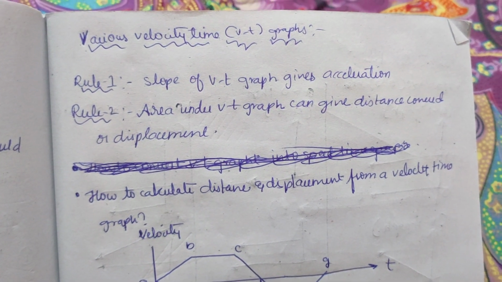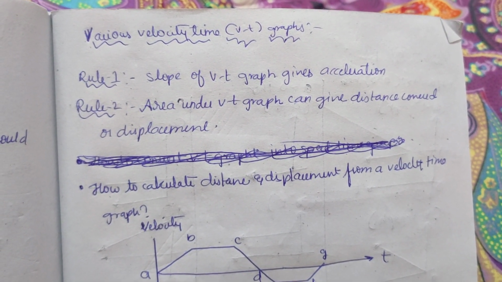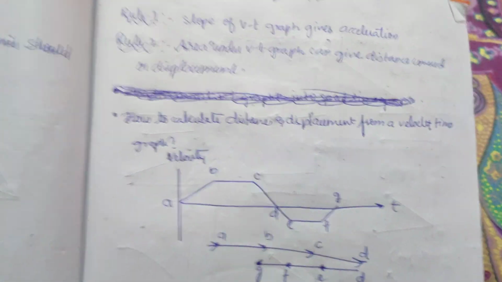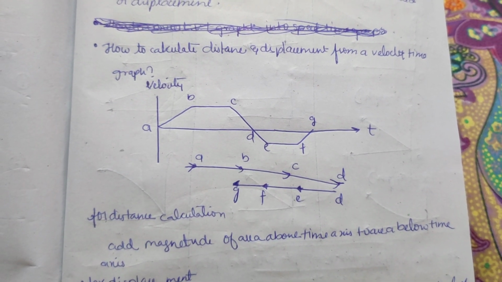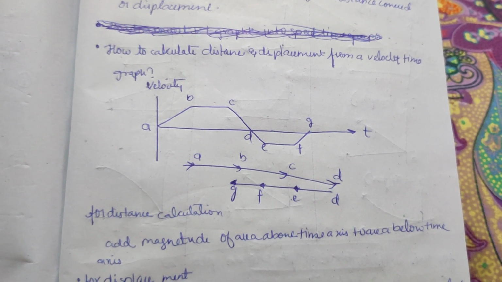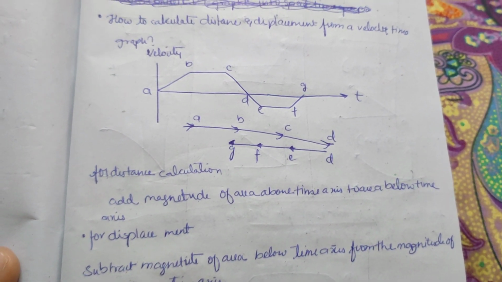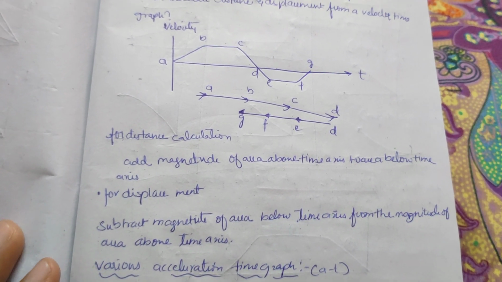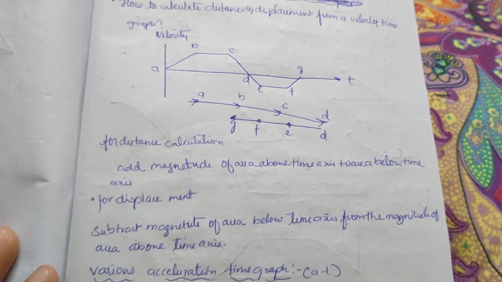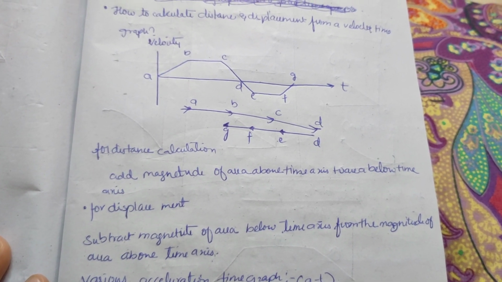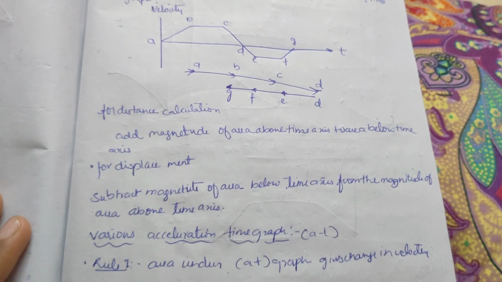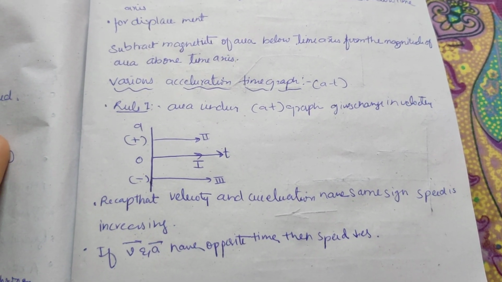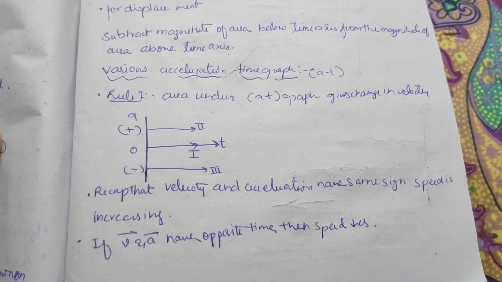Various vt graphs. Rule 1: the slope of vt graphs gives acceleration. The area under vt graphs gives distance covered or displacement. Now here you can see how to calculate the distance or displacement from the velocity. For the distance calculation, add the magnitude of area above the time axis to that below the time axis. For displacement, subtract the magnitude of area below the time axis from the magnitude of the area above the time axis.